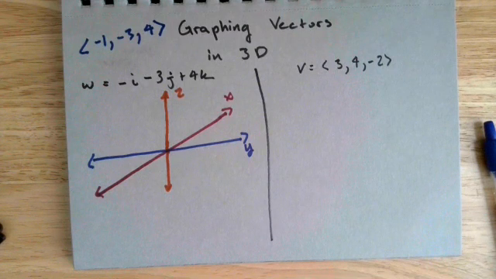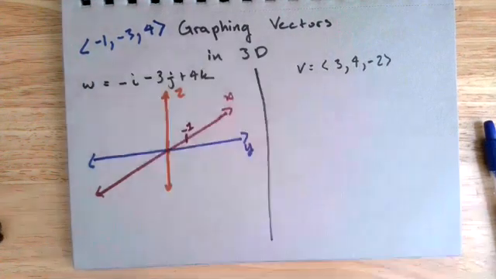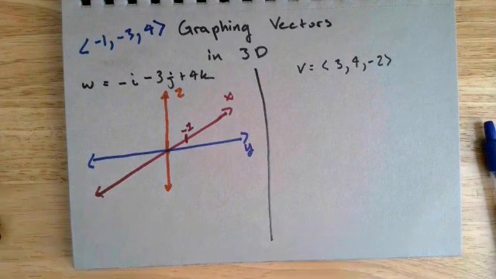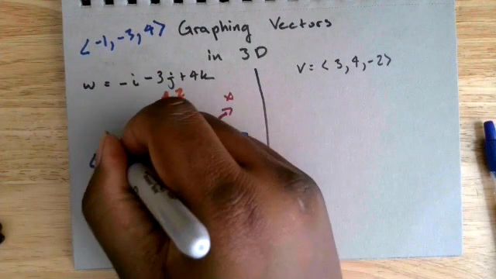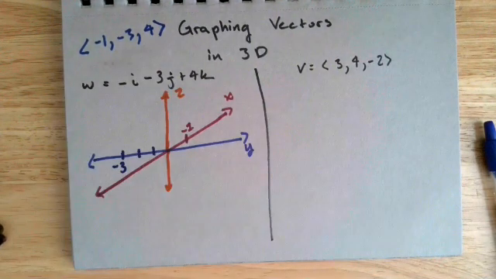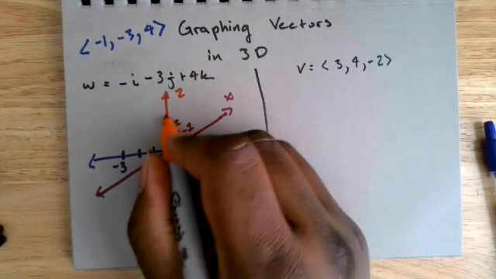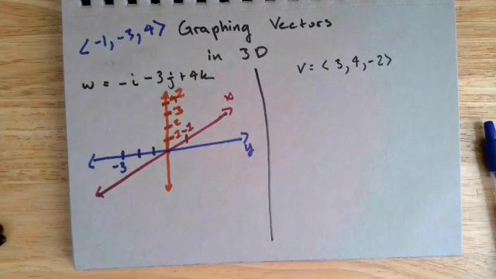First thing we're going to do is look at -1 in the x direction, which is going to be about right here. We can look at -3 in the y direction, which will be 1, 2, -3 right there. And then 4 in the z direction. So we're going to be up a little bit. Let's see, 1, 2, 3, 4.